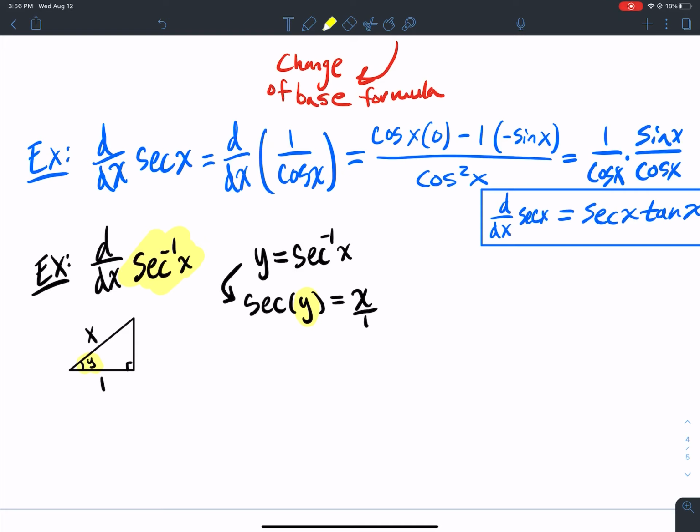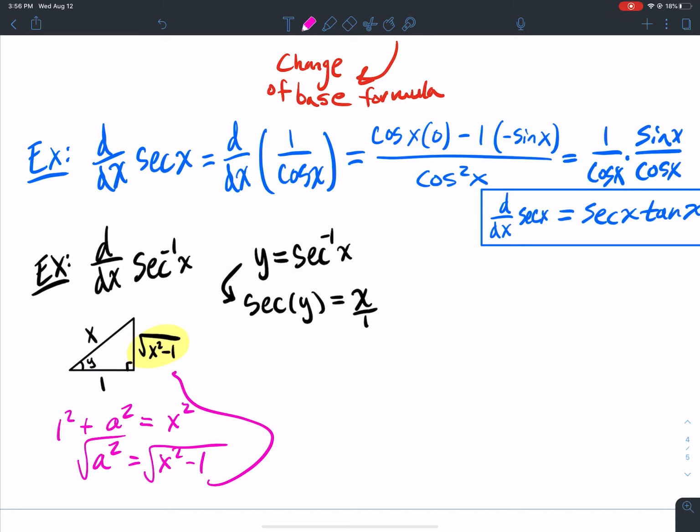So what is this going to be? Well, I need to take the Pythagorean theorem and apply that. A squared plus b squared equals c squared. So it'd be 1 squared plus a squared equals x squared. If I subtract 1 from both sides, I get x squared minus 1. And then I take the square root, and that's where this comes into play right here, Pythagorean theorem.